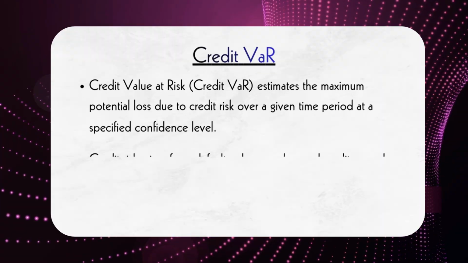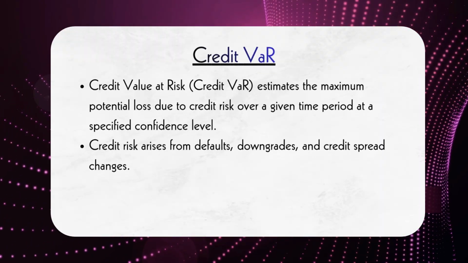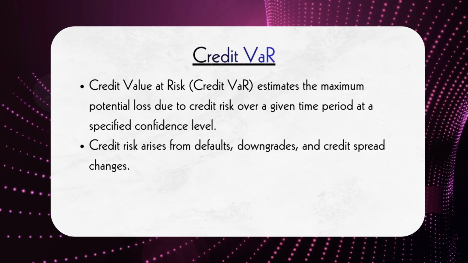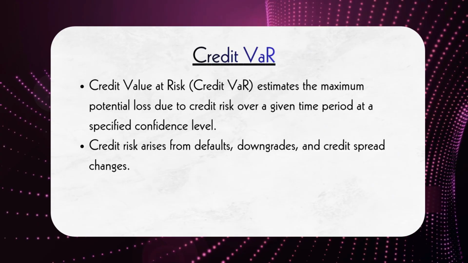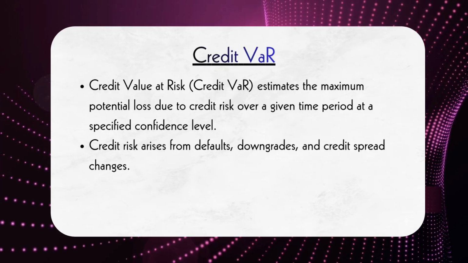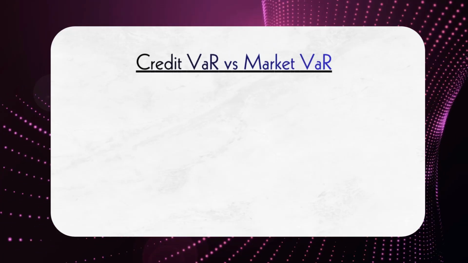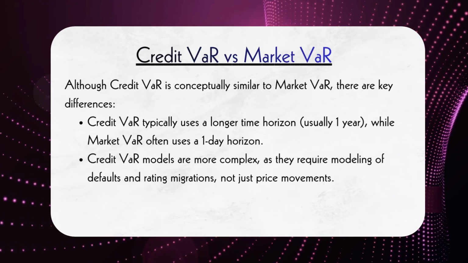In this module, we understand credit value at risk, or credit VaR, which measures the maximum loss a portfolio can face due to credit risk over a given time period at a specified confidence level. Credit risk mainly arises from defaults, credit rating downgrades, and changes in credit spreads. While credit VaR is similar in concept to market VaR, there are some important differences.